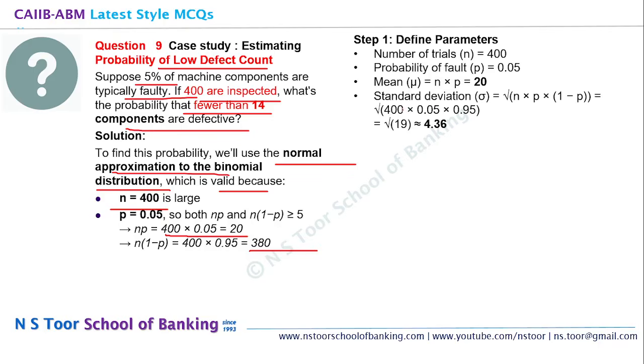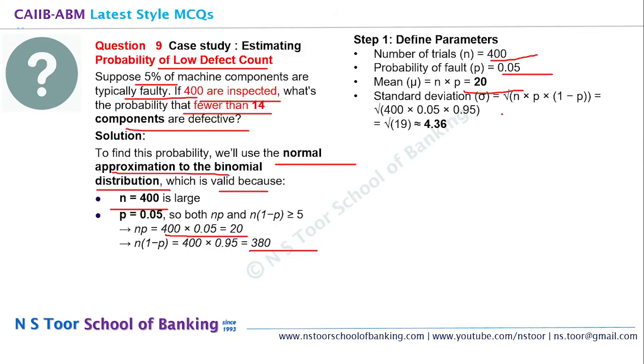Now we are defining the various parameters that they have given to us. The number of trials, n, is equal to 400. I am repeating it because it is mentioned here: the probability of default is 0.05. What is the mean, mu? Mean is n into p, that is 20. Or we can calculate it in the simple way also: 5% of 400, that is 20.